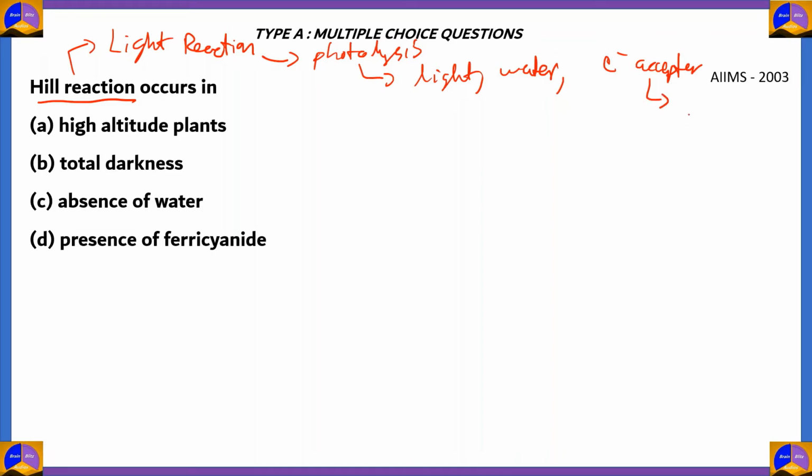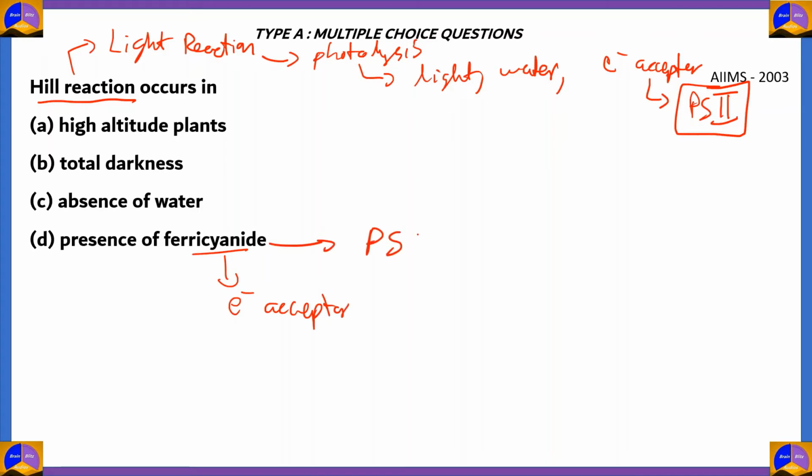And for photosynthesis, that is found in PS2. The whole reaction is taking place in PS2, photosystem 2. So one of these options has all of the conditions and therefore is the right answer. Let's find out which one. Option D, presence of ferricyanide. Now, ferricyanide is an electron acceptor, but here's the catch. It's present in photosystem 1, while this reaction happens in photosystem 2. So option D is incorrect.